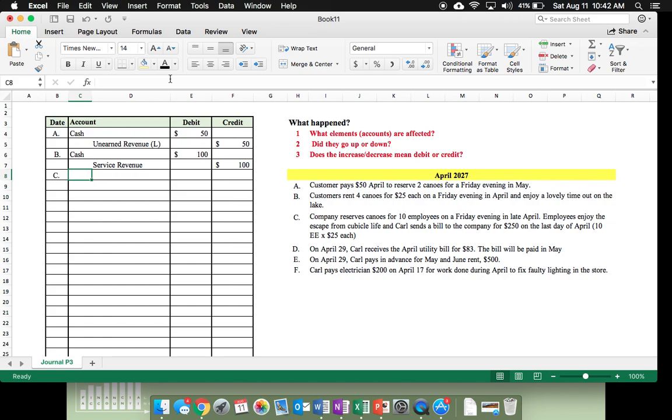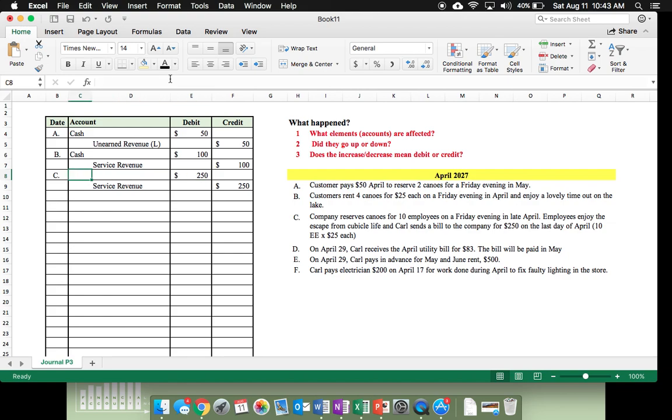He fulfilled his performance obligation to the customer. So we have an increase in service revenue here. And again, we credit revenue to show an increase of $250. Now we know if we credit something for $250, we're going to have to debit something for $250, right?